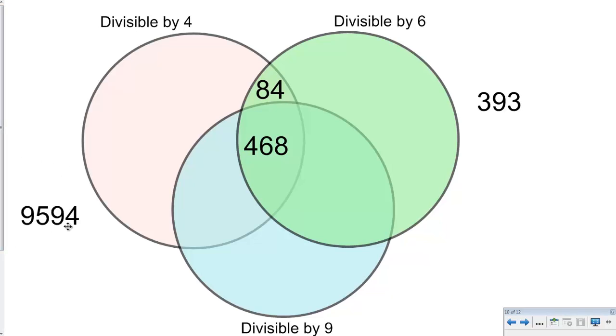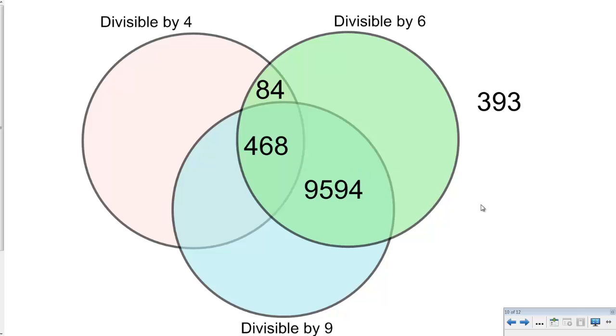The last number is 9,594. Does 4 go into it? Well, does 4 go into 94? No, it doesn't. Is it divisible by 6? Well, it ends in an even number, so it is divisible by 2. Is it divisible by 3? Well, add them up. 9 and 9 is 18, 18 and 5 is 23, 23 and 4 is 27. Does 3 go into 27? Yes, it does. In fact, 3 times 9 is 27, so 9 also goes into 27. So it doesn't go in the 4, but it does go between the 6 and the 9.